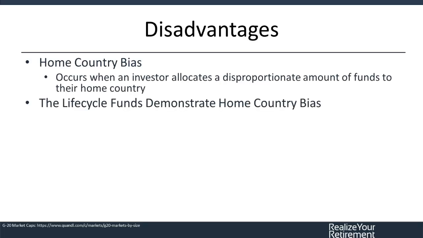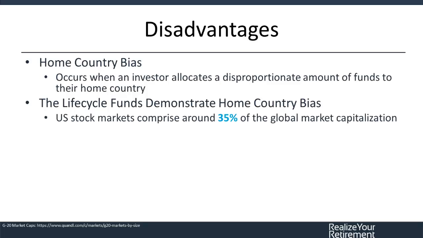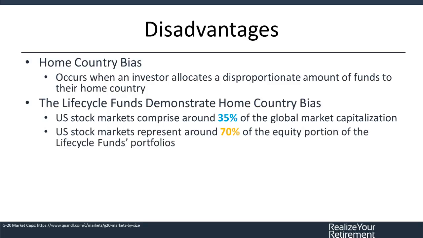The TSP generally encourages passive investing, and passive managers generally weight markets by their size in relation to the global market capitalization. However, U.S. stock markets comprise around 35% of the global market capitalization. And if we look at the allocation of equities between the US and foreign stocks, we see that US stocks comprise over 70% of the allocation of the entire equity portion of the portfolio.